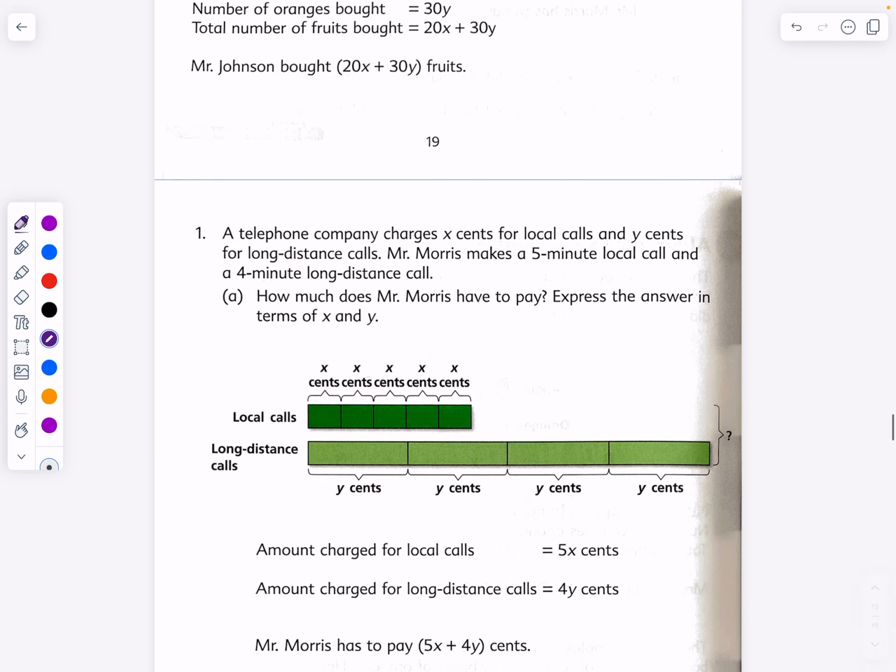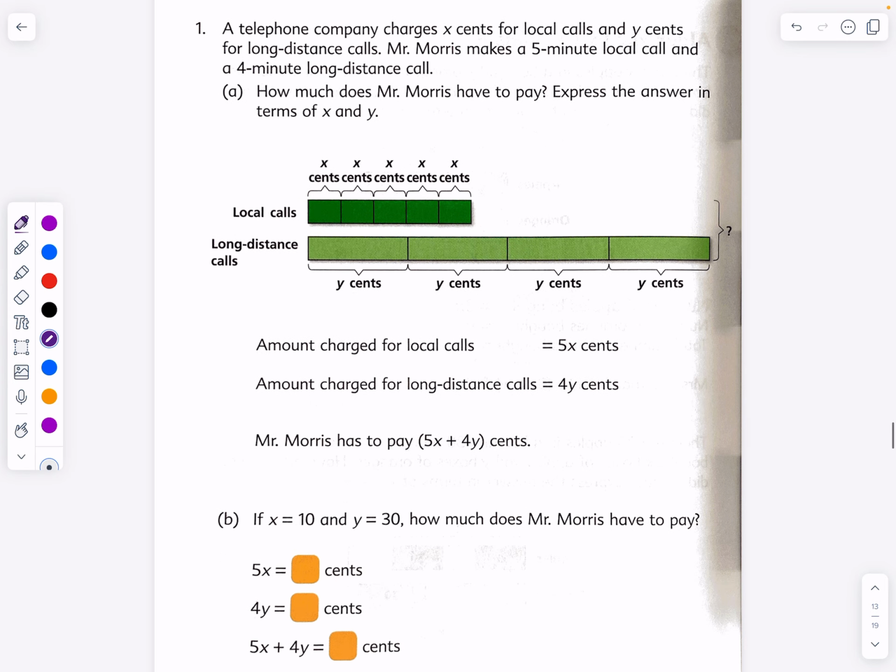Now let's practice question number 20, page number 20. I'm going to write it right here. Page 20. A telephone company charges X cents for local calls and Y cents for long distance calls, right? So long distance calls are more expensive. They cost Y cents each.